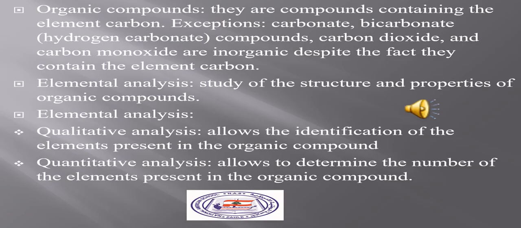Let's start with the definition of an organic compound. Organic compounds are compounds containing the element carbon. So anytime you have a compound that has the element carbon in its structure, it is classified as an organic compound. But of course, we have some exceptions.